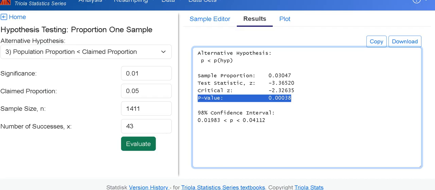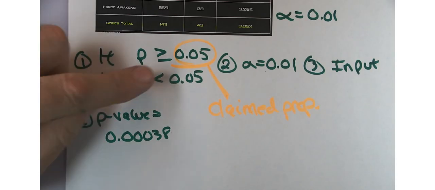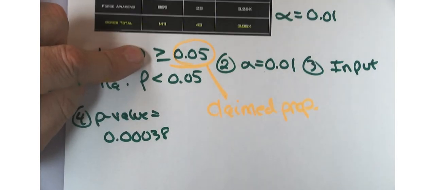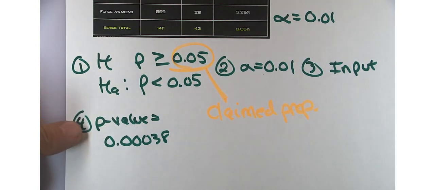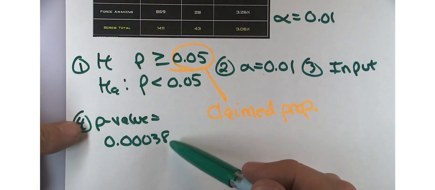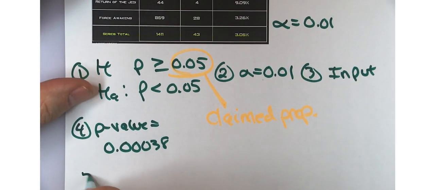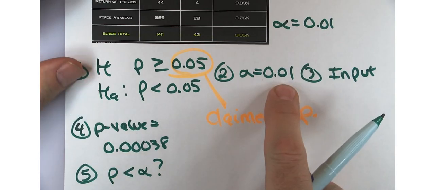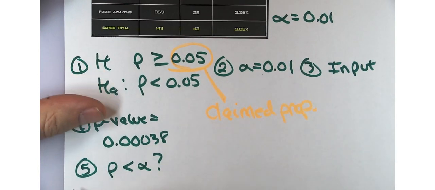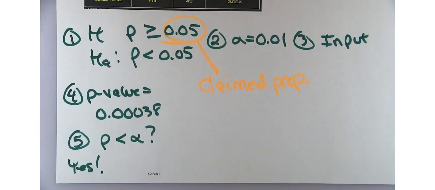And once again, you got P's doing a couple different things, right? You got a P from our null hypothesis, which is the population proportion of hits. And you got your p-value, which is a probability, and we want to see, is it less than our alpha? So that's going to be our step 5. Is our p-value less than alpha? Is this smaller than 0.01? Yes, it is.